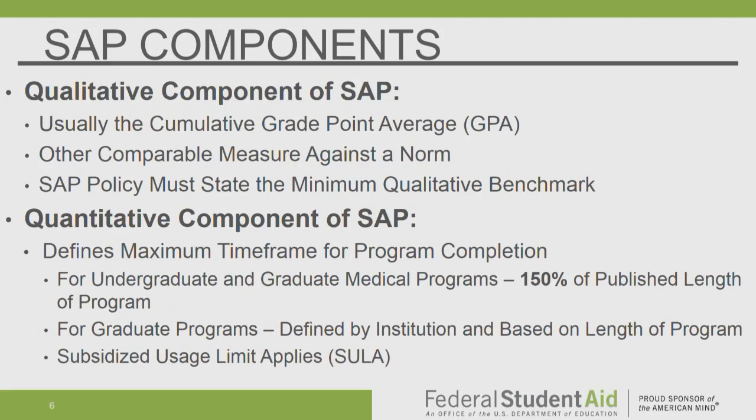So we have qualitative components and quantitative components. The qualitative component is usually what we consider a GPA. So this is the grade point average. In the U.S., it's very common to have a minimum of a 2.0 GPA. I know it could be different for your institution, so realize that you'll have to adjust your policies because they have to be as stringent. For an undergraduate program that's measured in credit hours, the period can be no longer than 150% of the published length of the program.